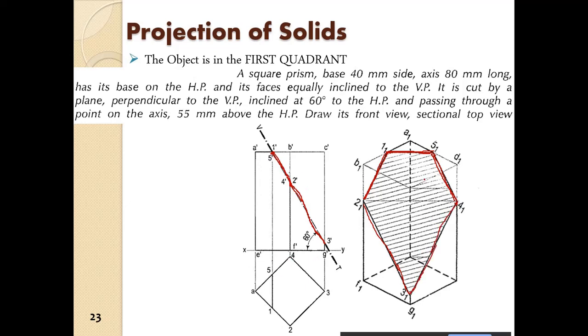Now when you see this plane from the top, you will see 1 5 dash here, so 4 dash is here, 2 dash is here, and 3 dash is here. And you have to mark this plane like this. So this is the plane of intersection.